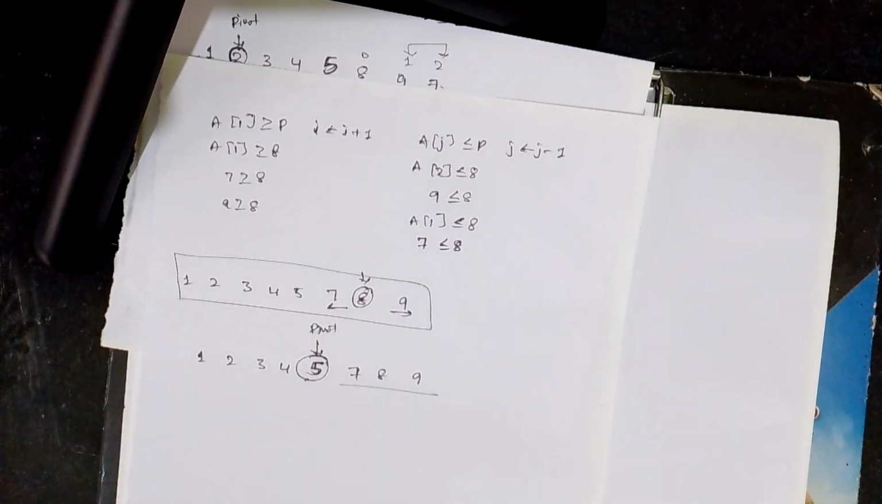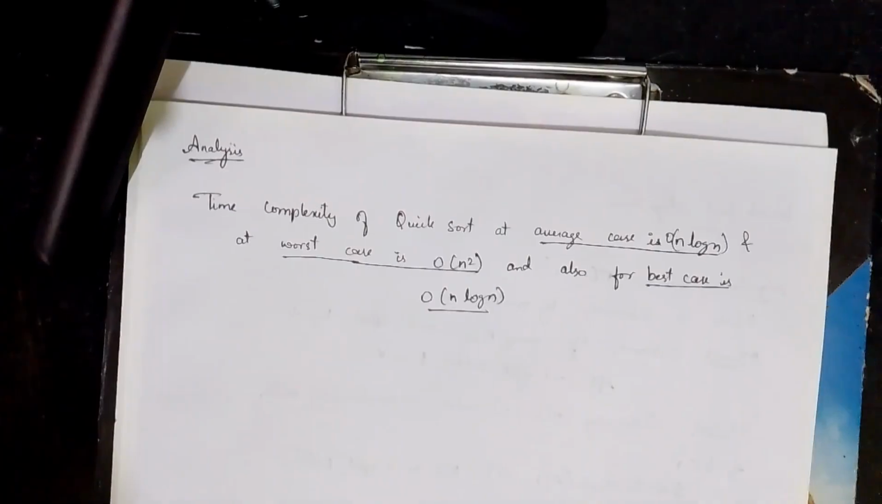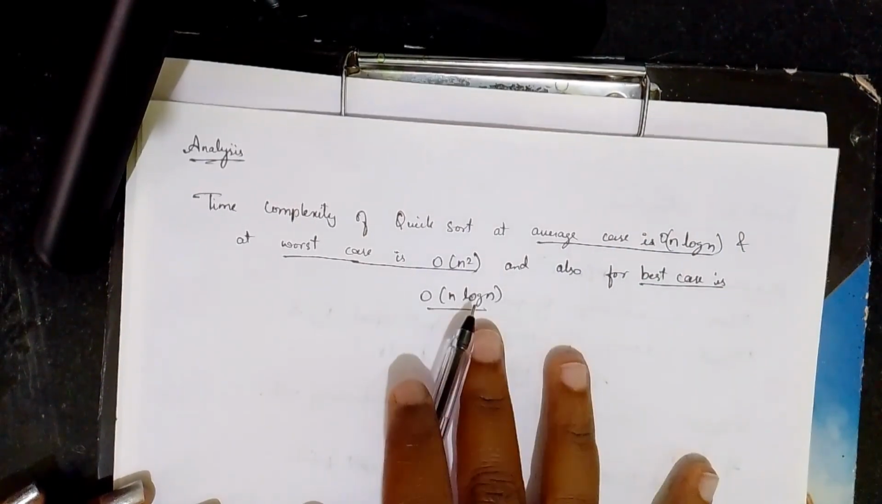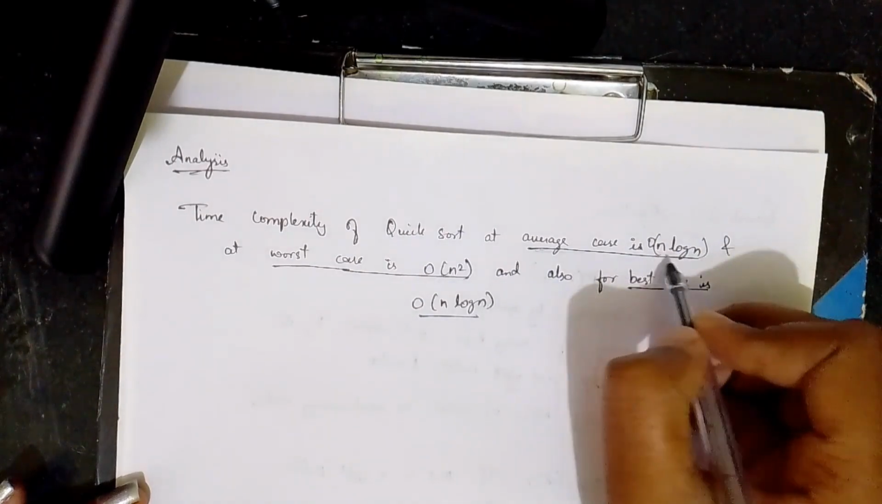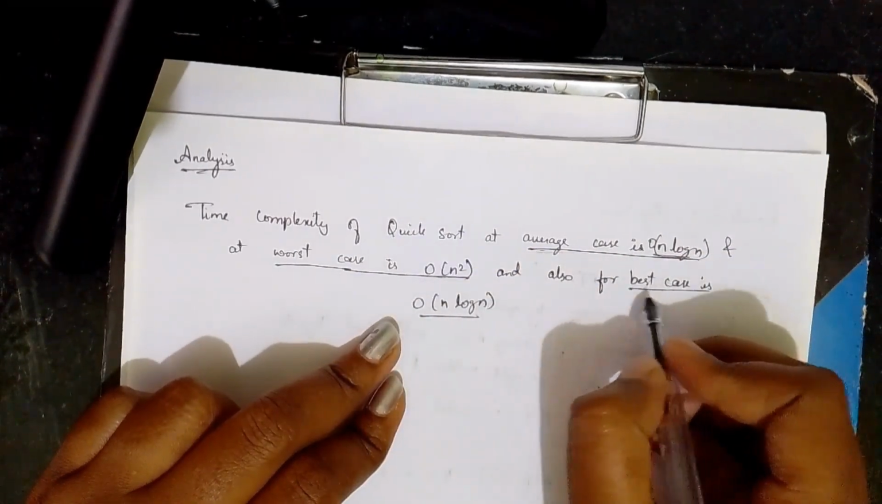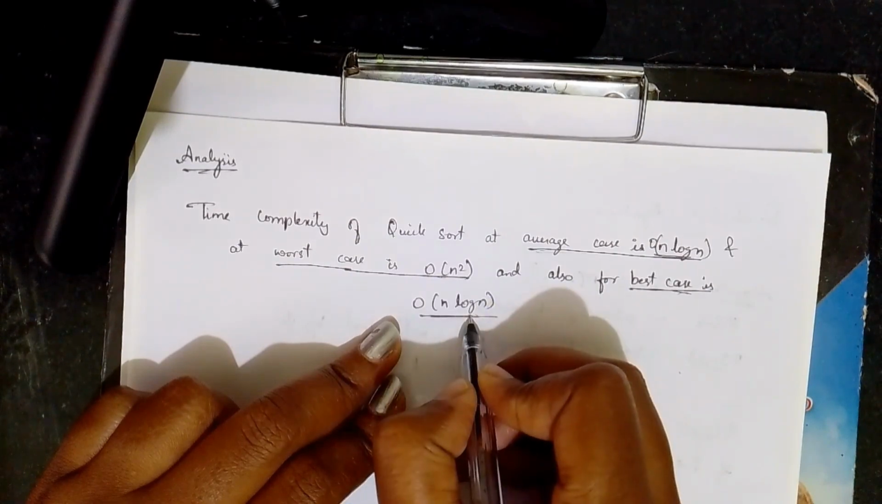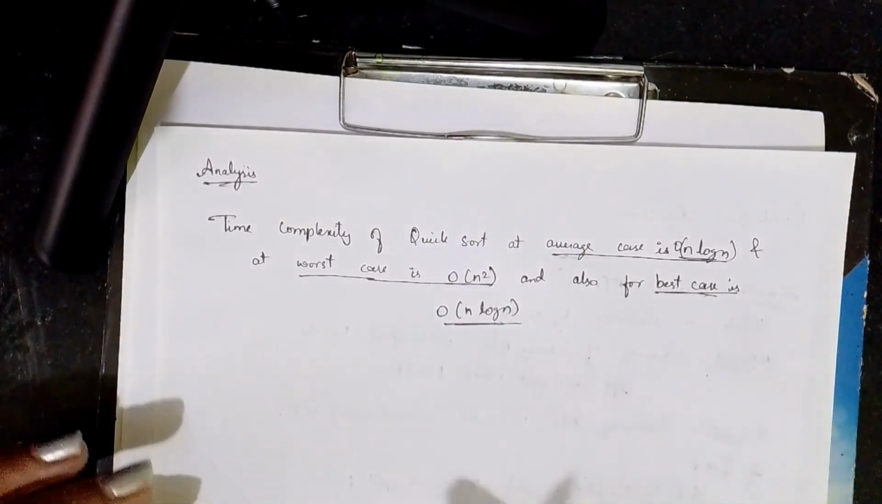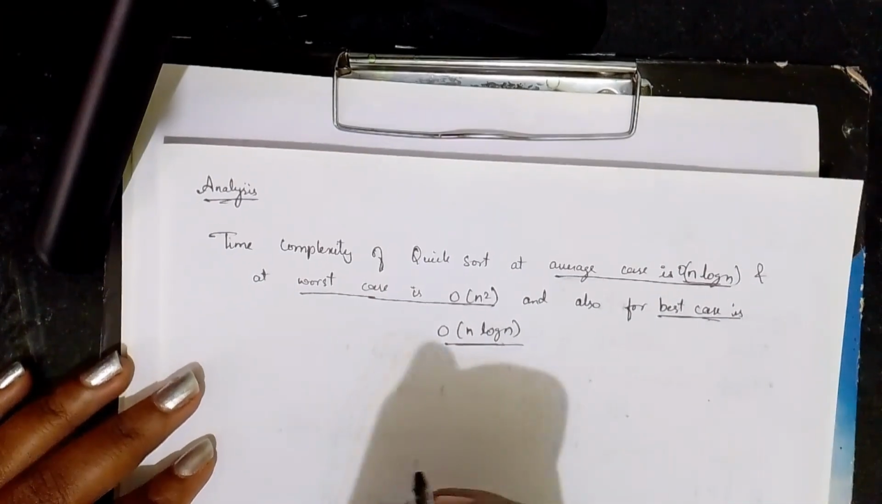Now let's see the analysis of quicksort. The time complexity of quicksort in the average case is n log n, in the worst case it is n square, and in the best case it is n log n. Now let me write the recurrence relation of the best case first.